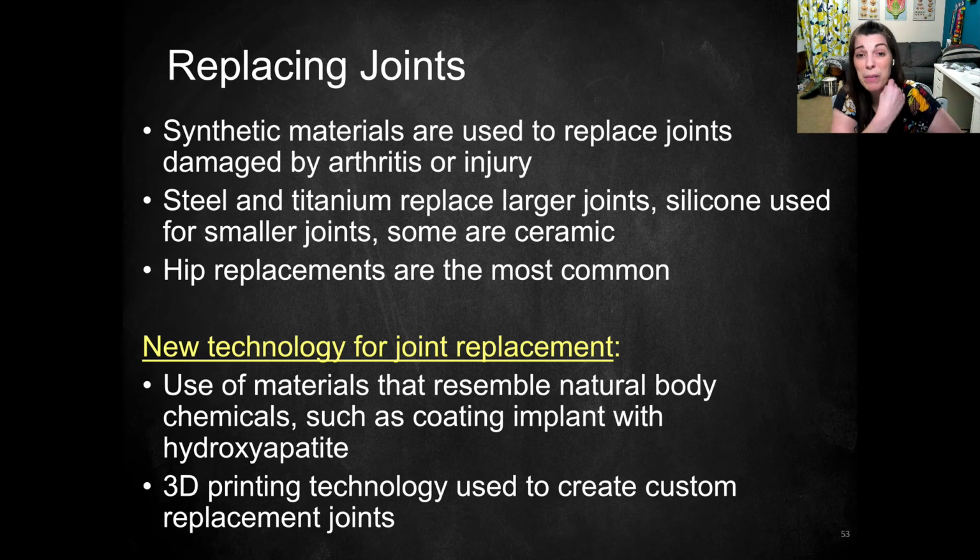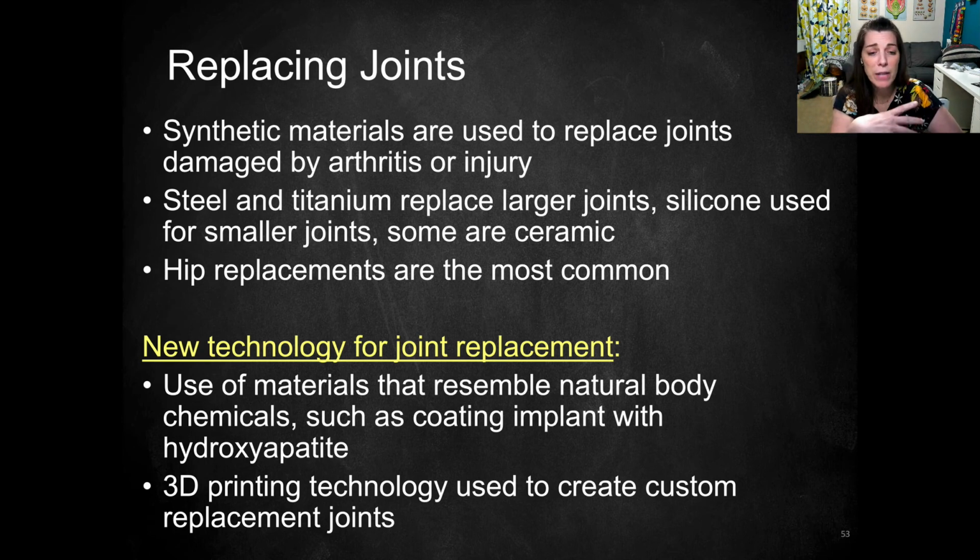So we use synthetic materials to replace joints that are damaged by arthritis or injury. And typically those are going to be steel and titanium for larger joints, like a hip joint. And silicone can be used for smaller joints. Sometimes ceramic, not very often. The most common replacement surgery is a hip replacement surgery.